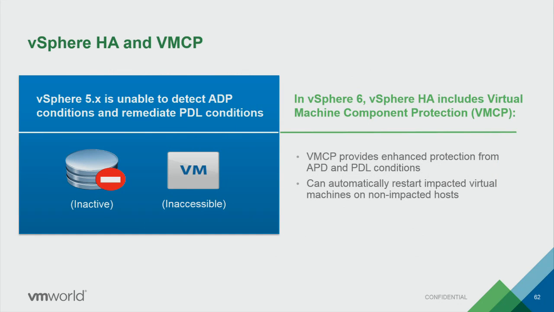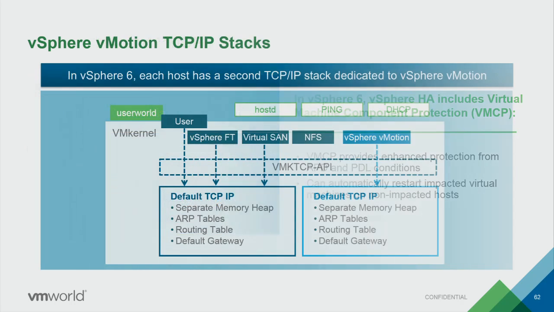Another nice thing, HA is now smart enough to be able to respond in cases where we have an all paths down condition or permanent device loss failure in our storage, by being able to restart virtual machines that are affected by that failure on other hosts, if possible. So it's built a little more intelligence into some of the hardware conditions.